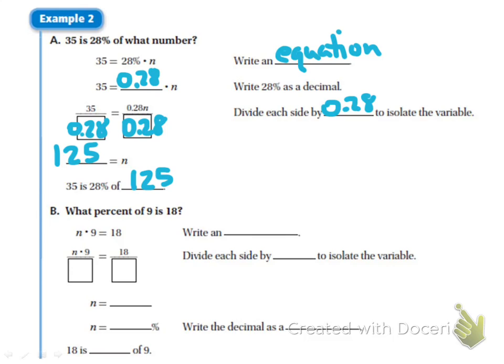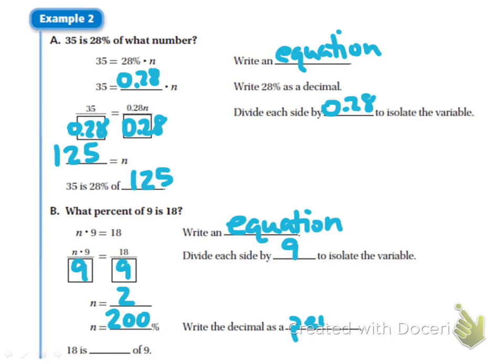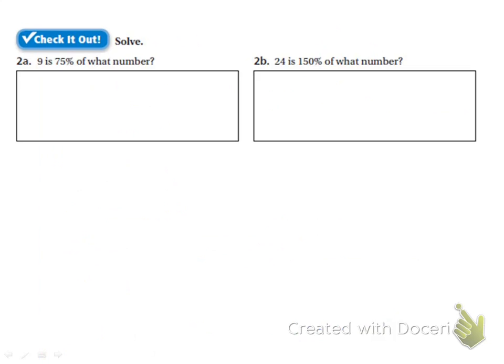Letter B, what percent of 9 is 18? So we're going to write an equation. We're going to divide each side by 9 to isolate the variable. So 18 divided by 9 is 2, and this is a percentage, so that's 200%. Remember, when we always have a percent, it's not the decimal. You have to multiply by 100 to get the percent. So 18 is 200% of 9.